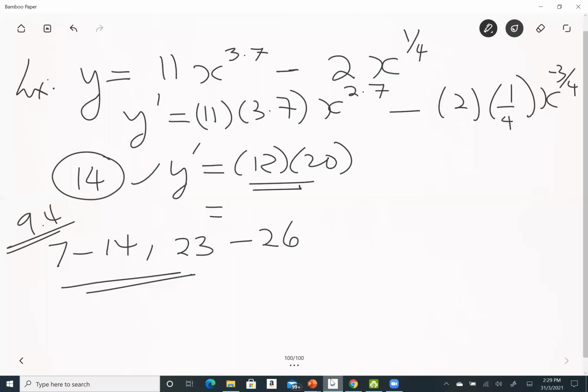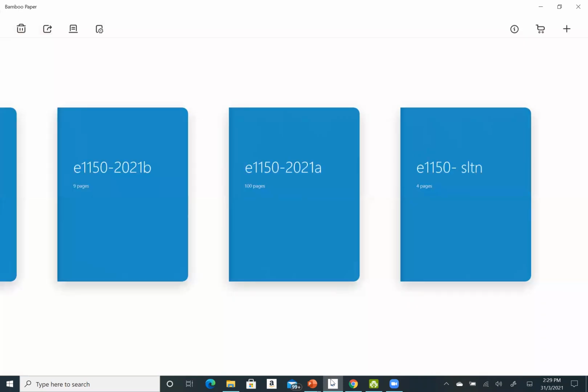Example would be, okay, I got to create another book.